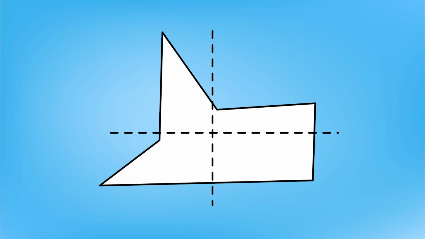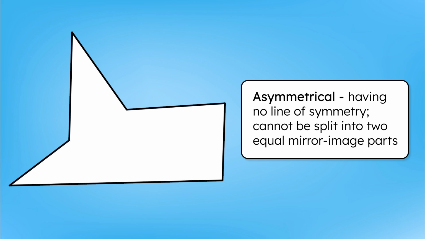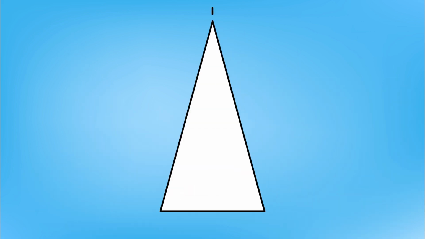Try to imagine folding it. Do both sides match? Not at all. There's no way to divide this shape into two equal halves. That means it's asymmetrical. It has no line of symmetry and can't be split into two equal mirror image parts. This triangle has a line of symmetry down the center. If we fold along that line, both sides match, so it's symmetrical.